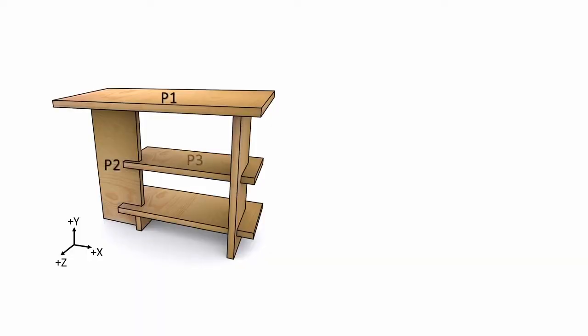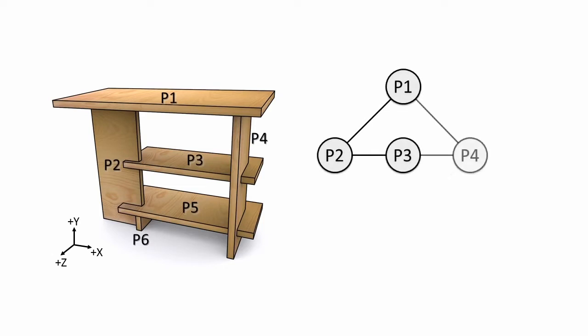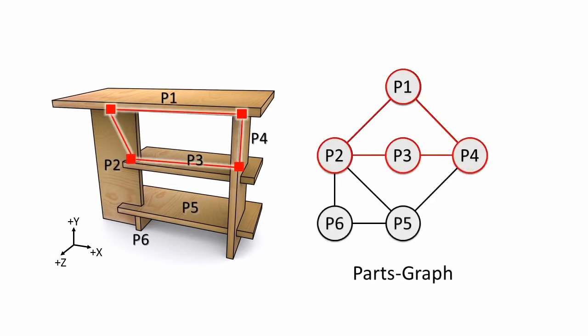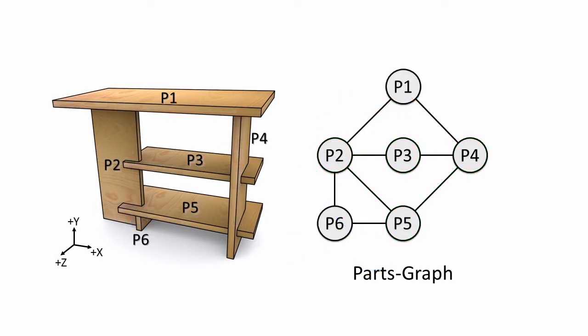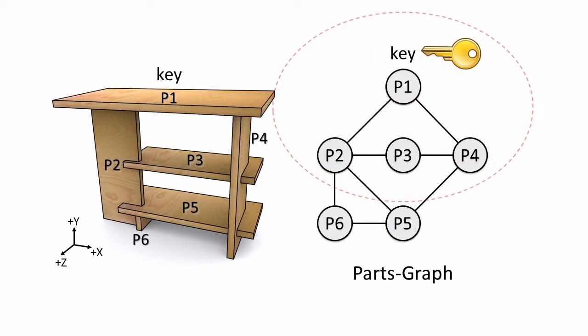To design an interlocking furniture assembly, we represent a furniture model by a parts graph and identify cycles in the graph. Then, starting from the key part, we try to make an interlocking group around it by examining the surrounding cycles.